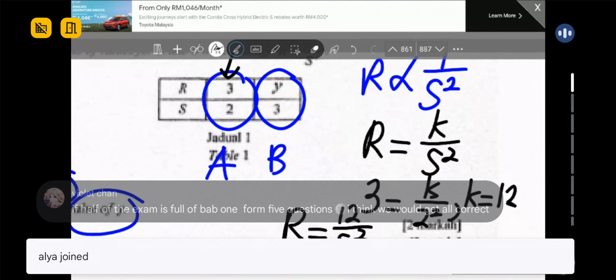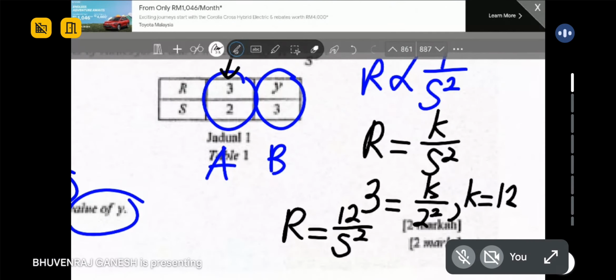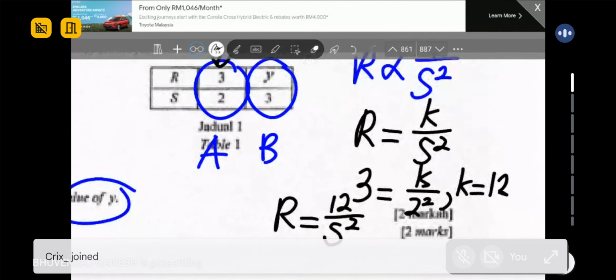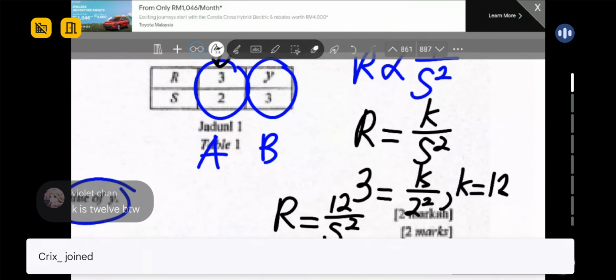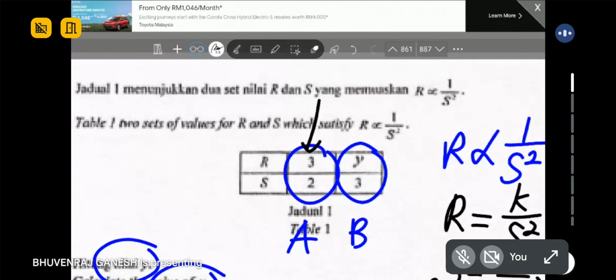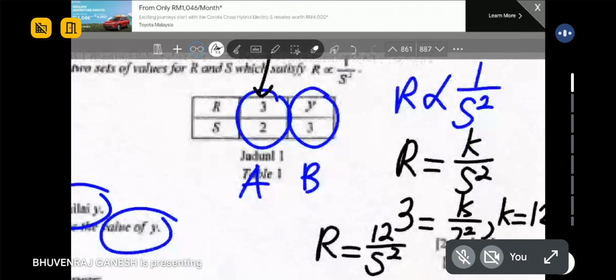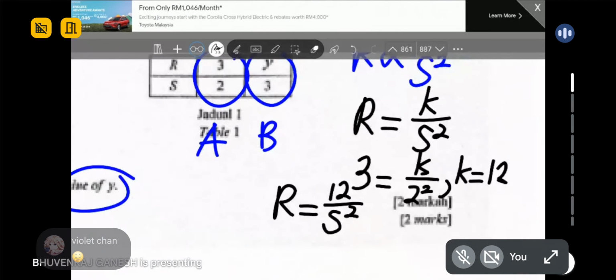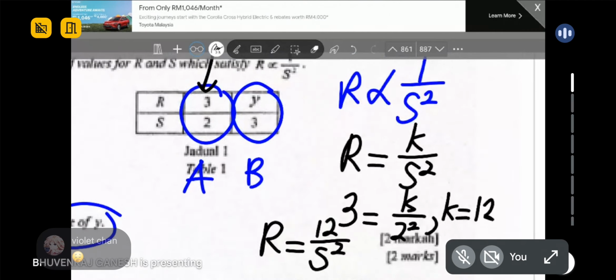If half of the exam is full of bab 1 form 5, I think we would get, of course, guys, bab 1 form 5 is very simple. Am I right? Ubahan sangat senang. Only one question usually will come, guys, this chapter. Bab ni satu soalan saja keluar. If kertas 2, paper 2. Okay? Okay, so next one.